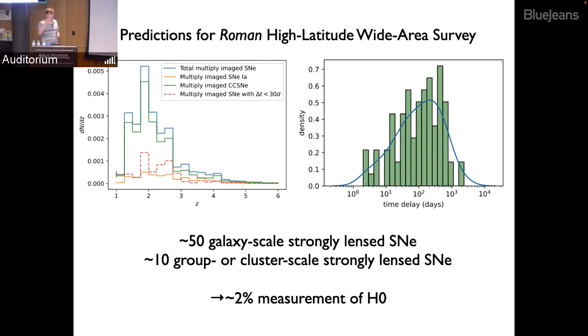Of course, you need the repeat visiting to detect them the second time, so you can only identify them after the second epoch in most cases. But about 10 should be group or cluster scale lenses, which would be helpful for having really an independent measurement from the quasar estimates. And then if you just do square root of N scaling, which may or may not work, you need a very well characterized cluster, you would end up with a 2% measurement of H naught. And so I think there's a lot of promise here. Of course, you would have to follow up these discoveries and come up with the time delays.